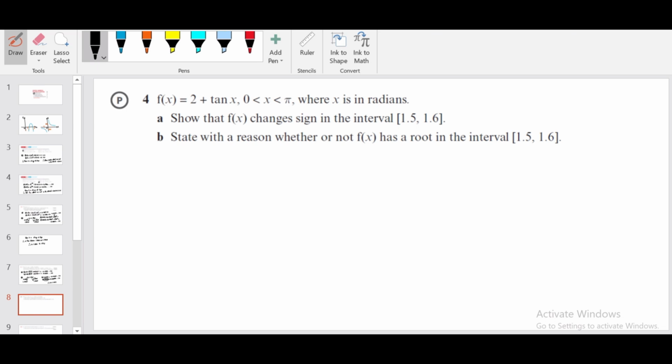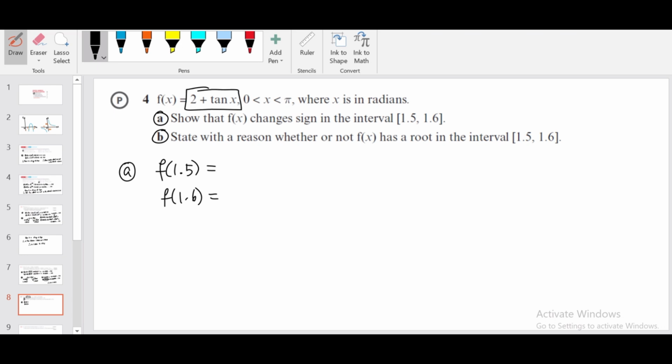Look at this question. Part A, show that f of x changes sign in the interval. So you just need to keep the calculator in radian mode and find f of 1.5 and f of 1.6. You will see the sign changes from positive to negative or negative to positive. That's just the normal method we discussed in the previous questions, right? But part B, state with the reason whether or not f of x has a root in the interval 1.5 to 1.6.